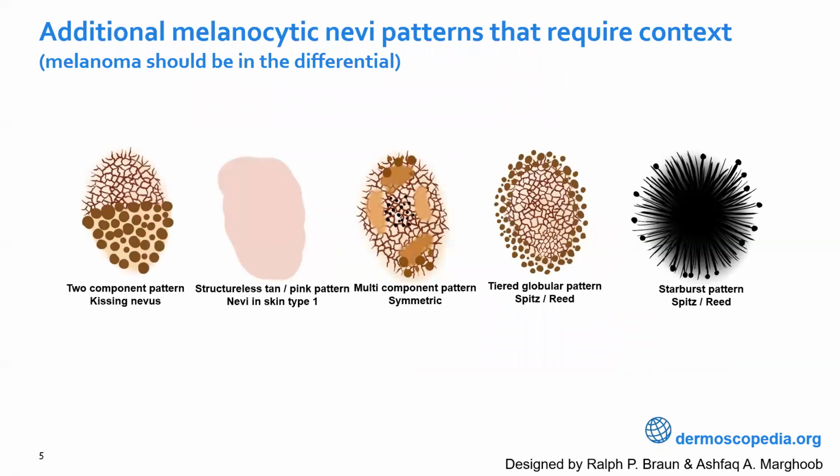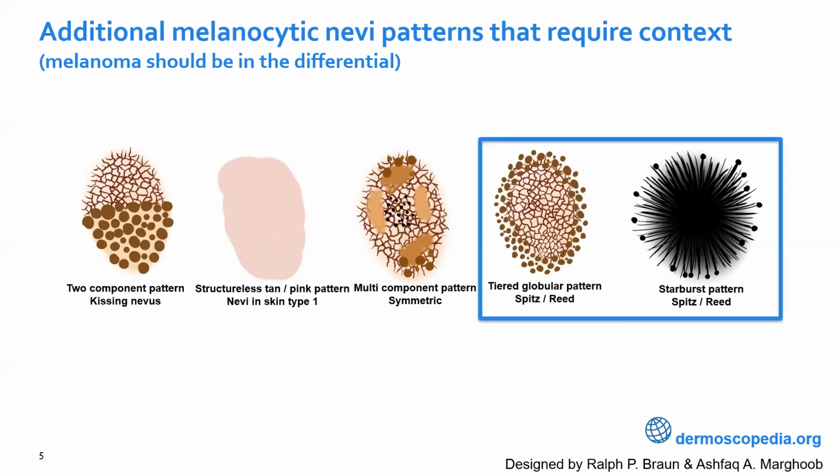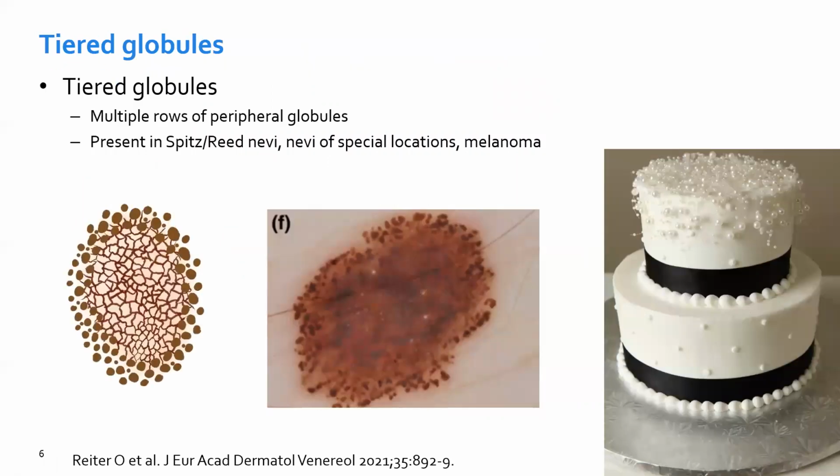There are two additional melanocytic nevi patterns that also present with peripheral globules, which include the tiered globular pattern and the starburst pattern. The tiered globule pattern presents with multiple rows of peripheral globules, like a tiered cake, and this pattern can be seen in Spitz or Reed nevi, in nevi of special locations, such as nevi located on the breast or genital area, but also can be seen in melanoma.